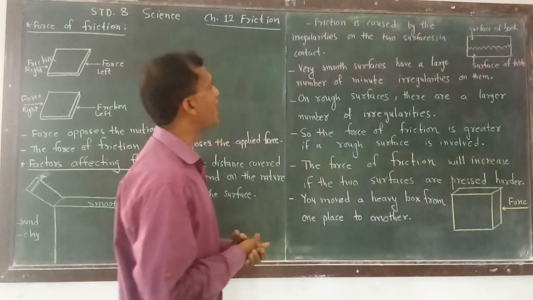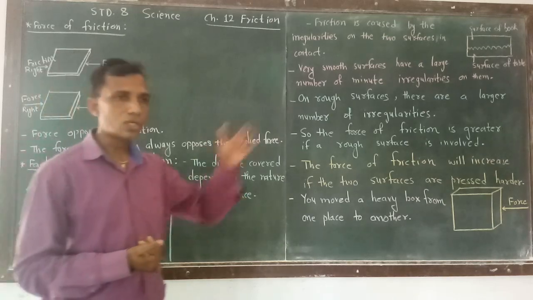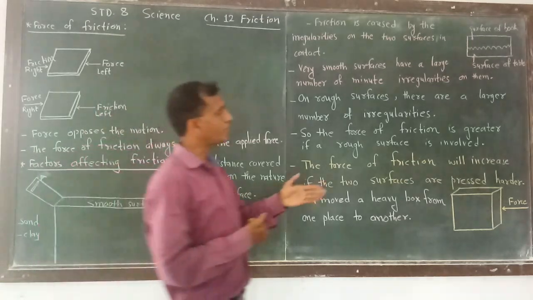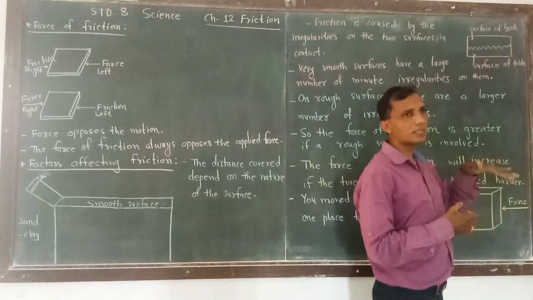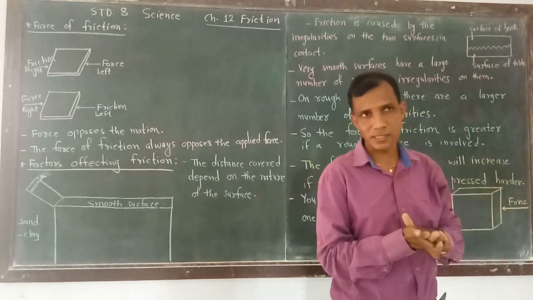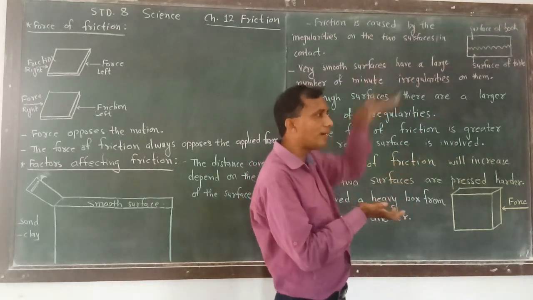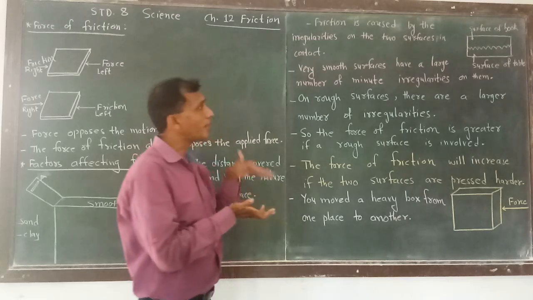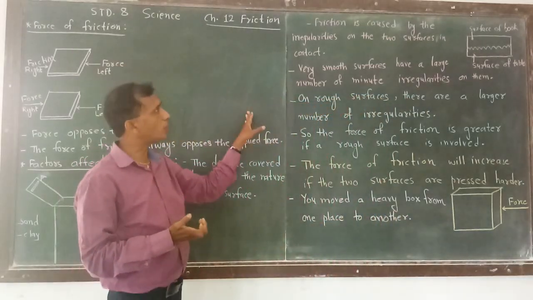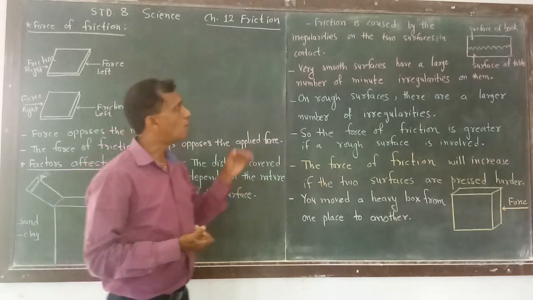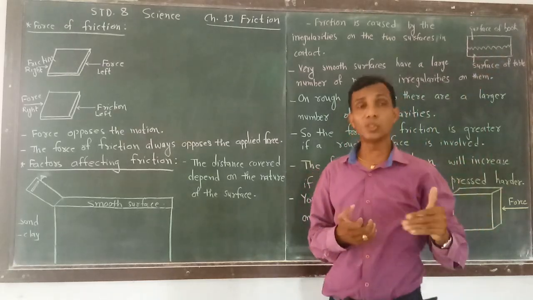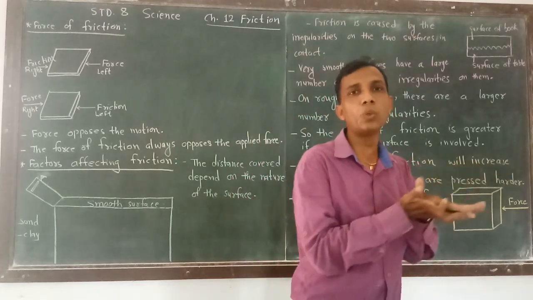Now, friction is caused by the irregularities on the two surfaces in contact. Let us consider an example: take a table and keep a book on the table surface. The table surface is very smooth, and the book surface is also plain and smooth. Between these two contact surfaces, we can observe irregularities. Friction is caused by the irregularities on the two surfaces in contact. Even very smooth surfaces have a large number of minute irregularities on them.